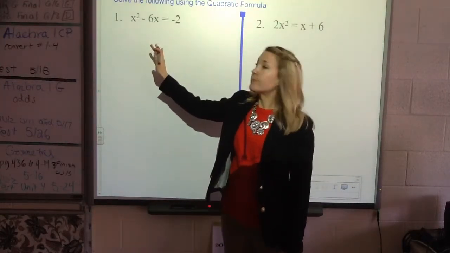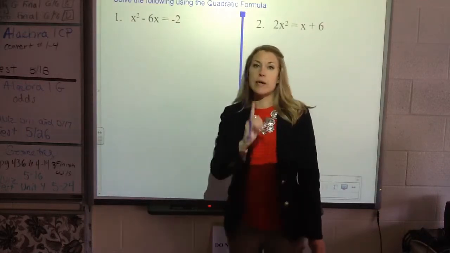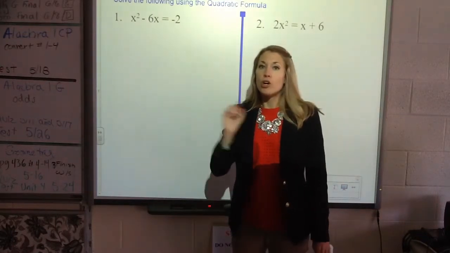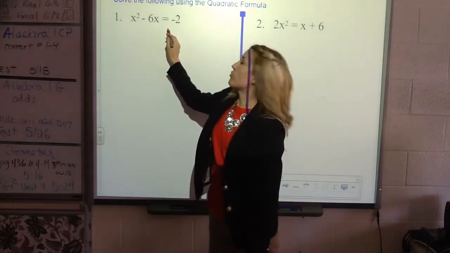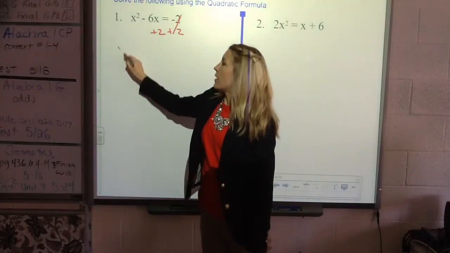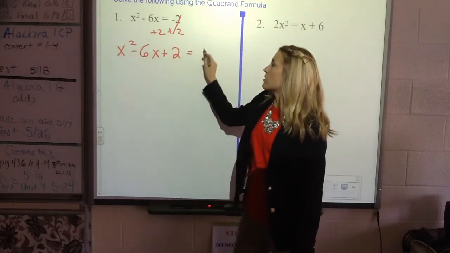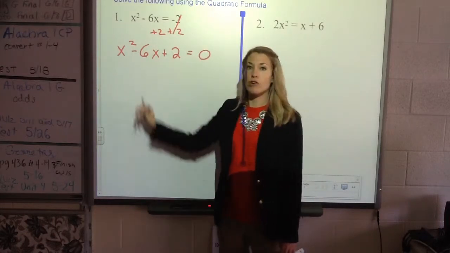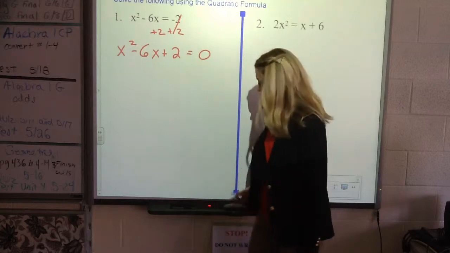So number one, x squared minus 6x equals negative 2. Step 1 of the quadratic formula: rewrite in standard form. So add the 2 over. So x squared minus 6x plus 2 equals 0. Now this is in the form ax squared plus bx plus c equals 0.